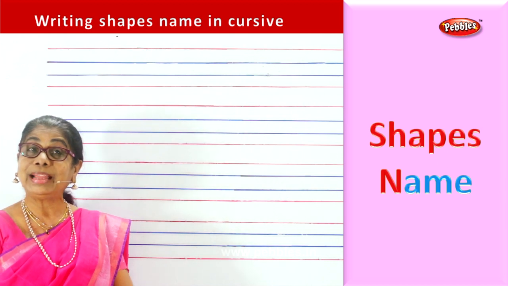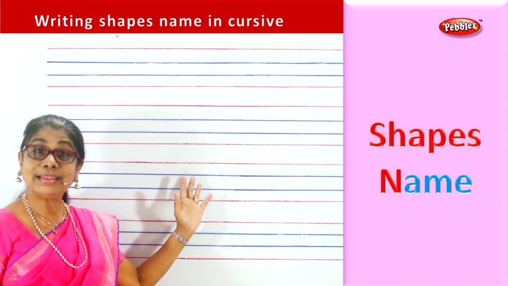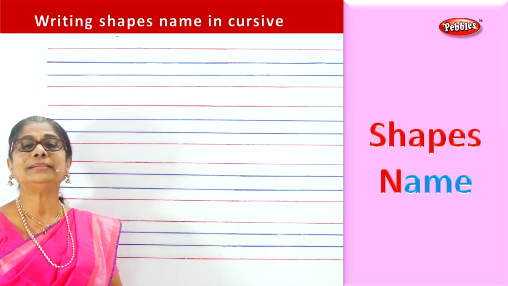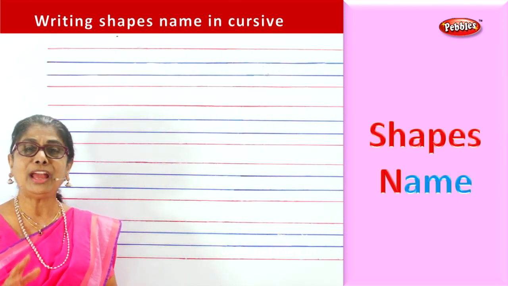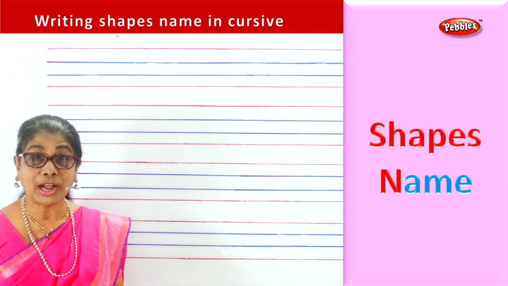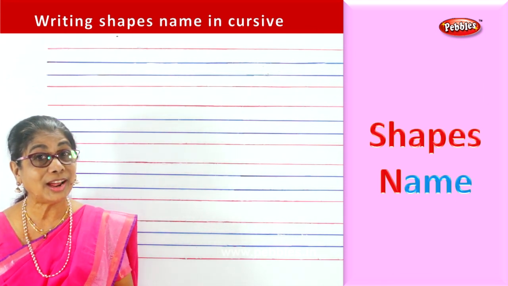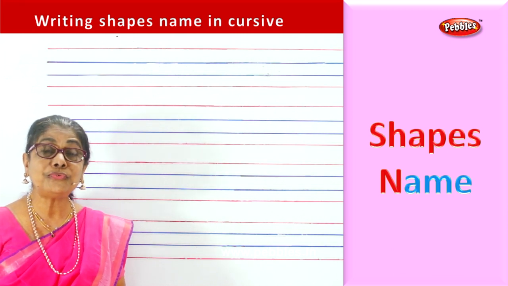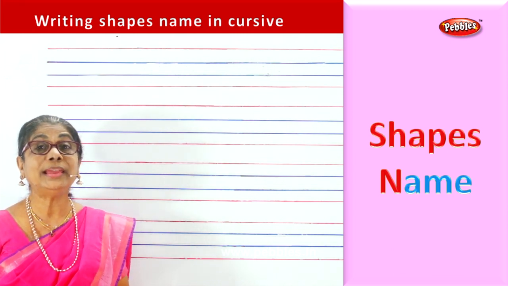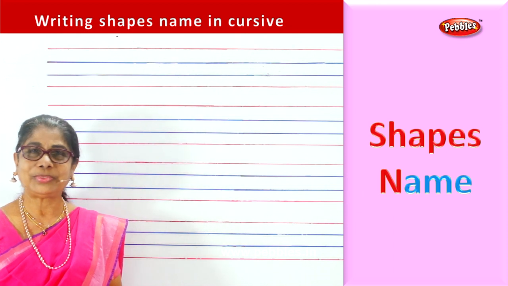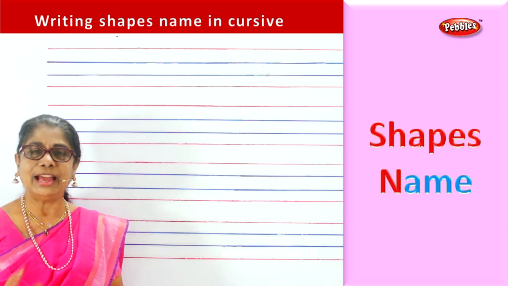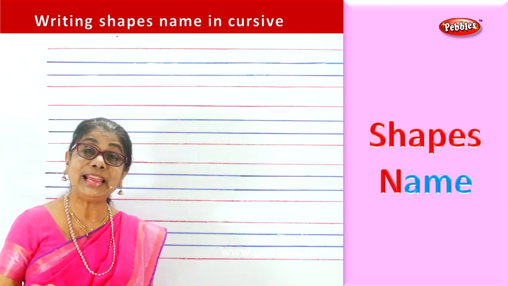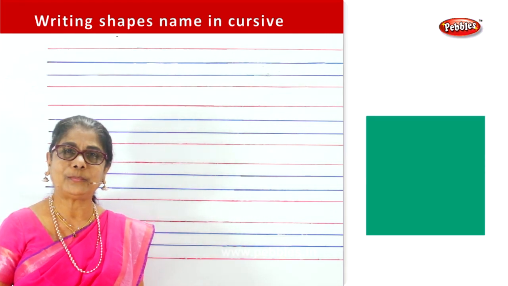Hi children, let's write now some shapes. Learn to join letters, write nicely. Now, you look around in your house, look around in your classroom, you find shapes everywhere. Okay? Good. Now, let's look at the shape square.